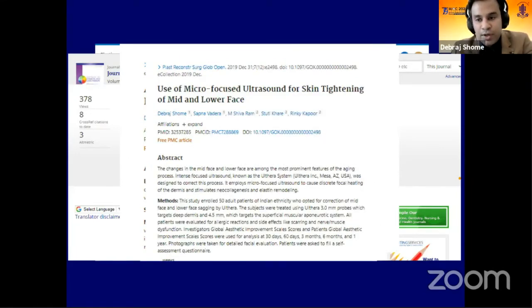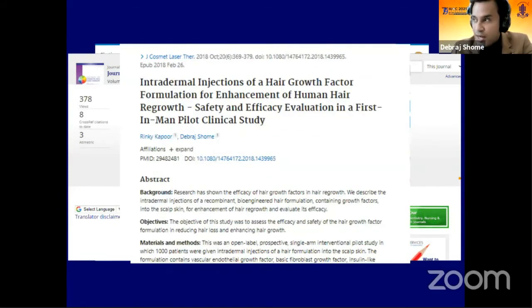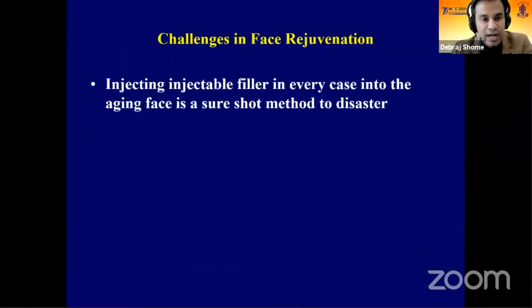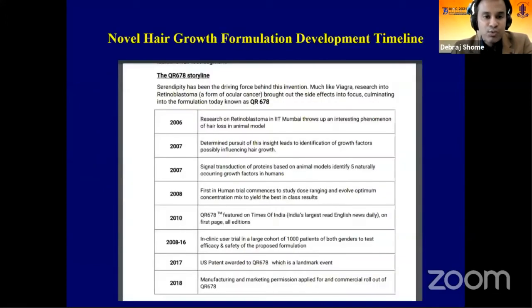This is the importance of the eyelid crease whenever we utilize or do ptosis surgery. This is our own invention, the QR678, which is a US patent and Indian patent, and is now FDA approved in multiple countries and is being exported to 10+ countries. All in all, moving science forwards is what we do.